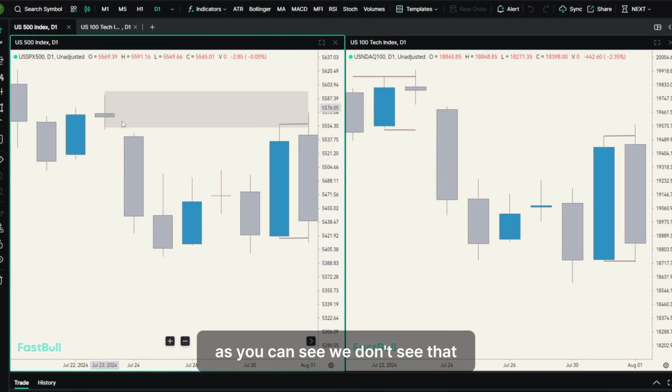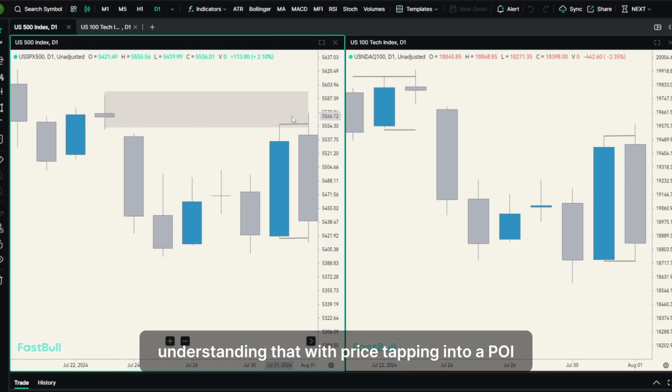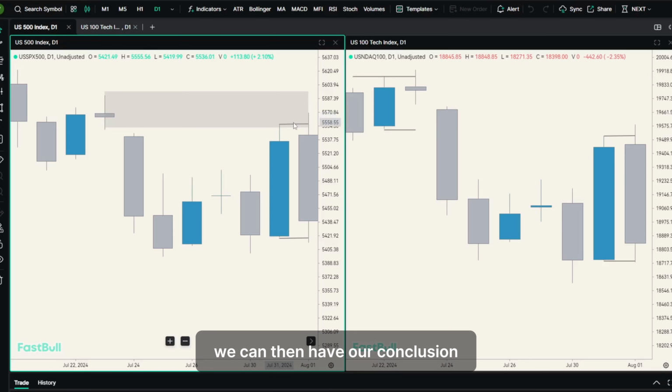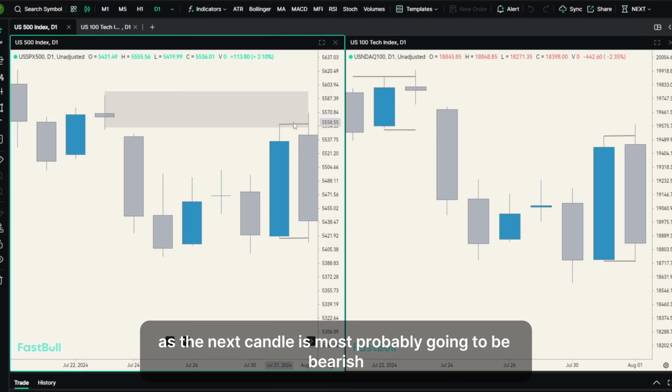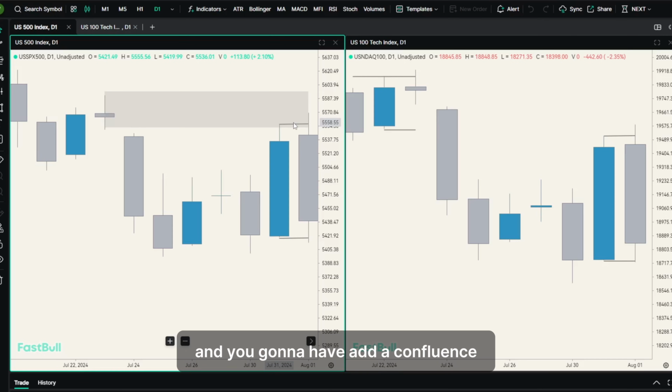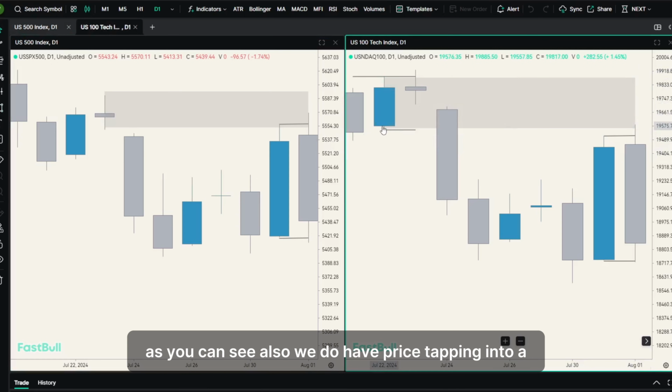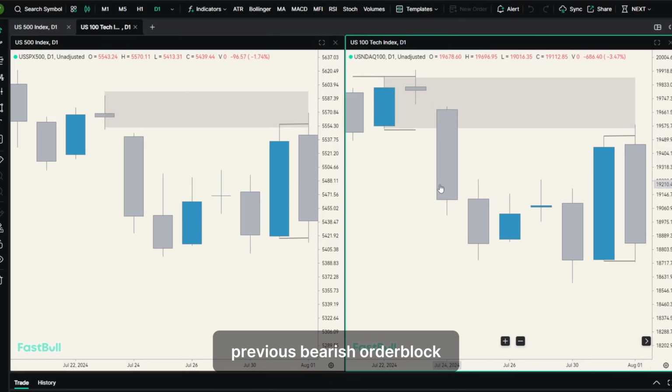As you can see, we're also playing into that previous stop and reverse model. We have price now tapping into this POI. So using this with good confidence, understanding that price is tapping into a previous POI and also following this bearish trend, we can conclude that the next candle is most probably going to be bearish. You'll have added confidence if you go down to a lower time frame to look for the exact same CRT models. And right here on Nasdaq, as you can see, we also have price tapping into a previous bearish order block.